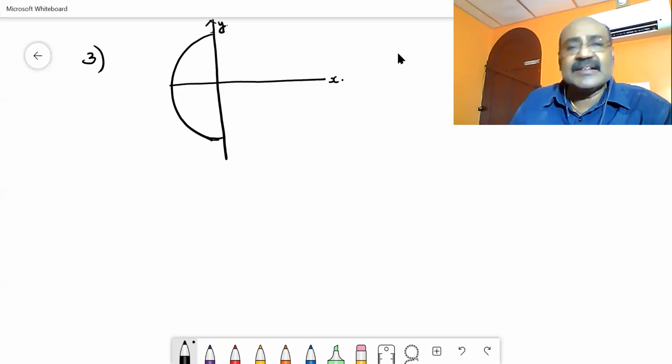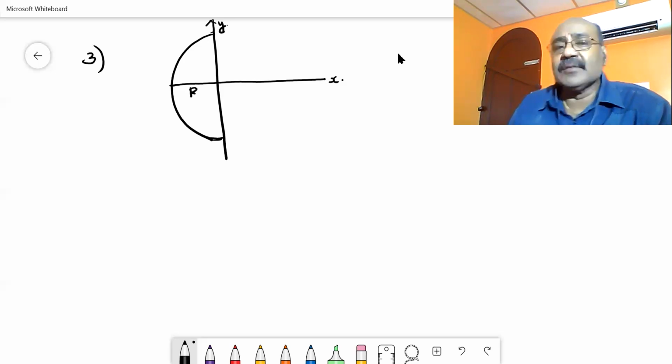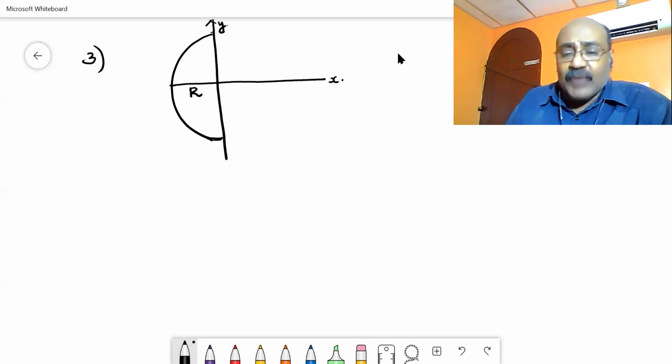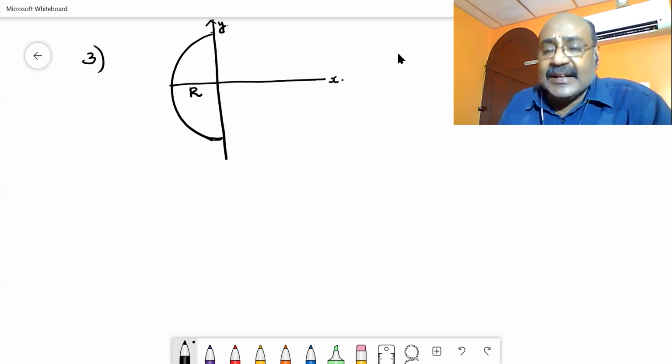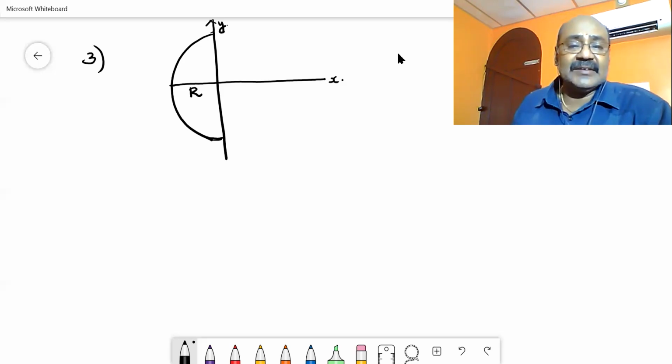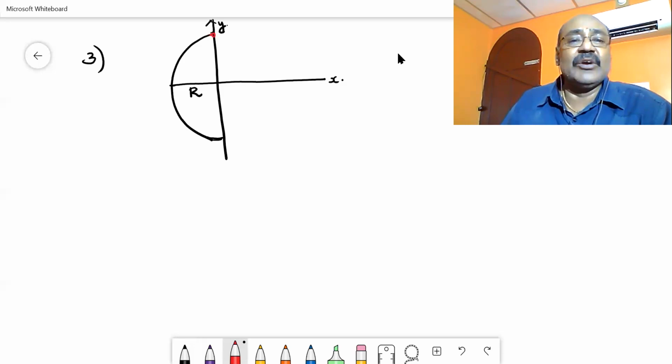When you are considering the semicircle, the radius is considered to be r. It was given that 5 identical charges Q are placed equidistant on the semicircle. So let us consider one of the charges Q here, one of the charges Q here, another charge Q here, 3 charges, 2 more. In between these two, you have another charge Q here, and in between these two, you have a charge here as Q.